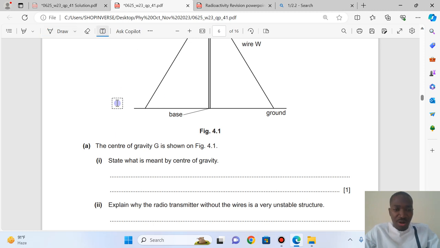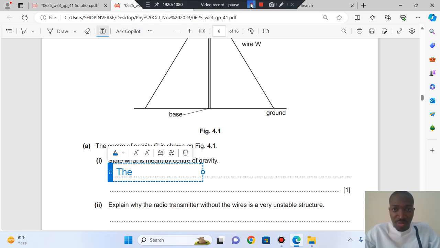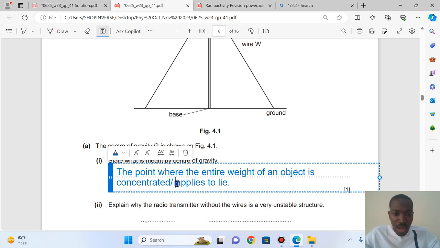Center of gravity is the point where the entire weight of an object is concentrated. So that is the definition of center of gravity, the point where the entire weight of an object is concentrated, or where the entire weight of an object applies to lie.